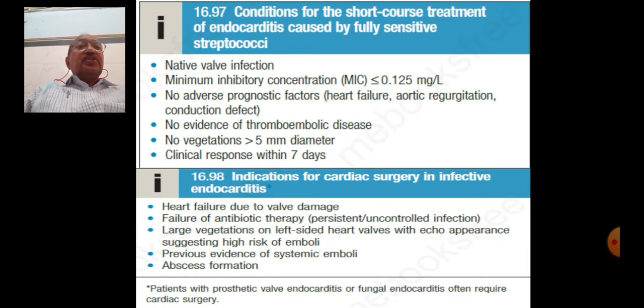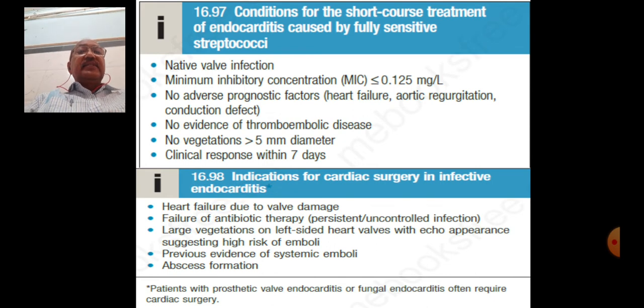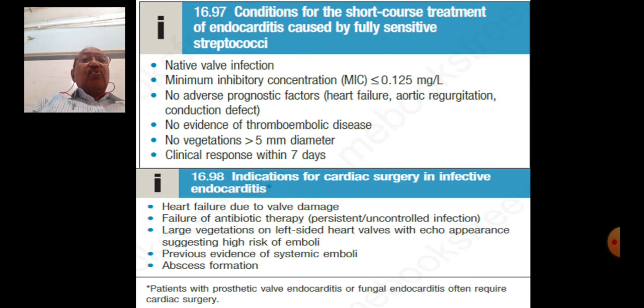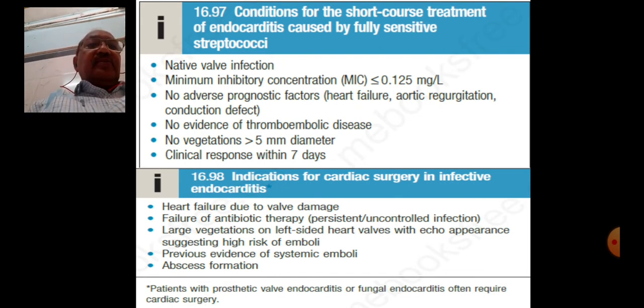Now, conditions for the short course treatment of endocarditis caused by fully sensitive streptococci as native valve infection: MIC less than 0.125 milligram per liter, no adverse prognostic factors, as the patient doesn't have heart failure, aortic regurgitation or conduction defect, no evidence of thromboembolic disease, no vegetations more than 5 millimeter, and the clinical response is there within 7 days.